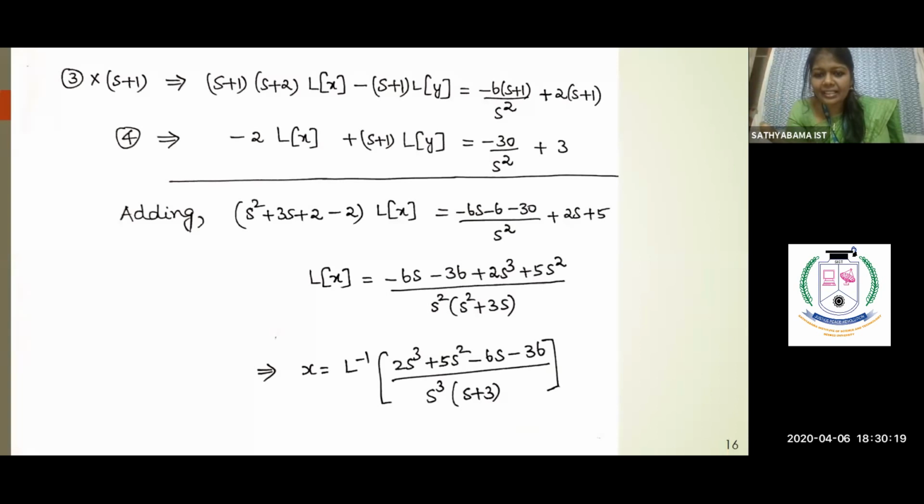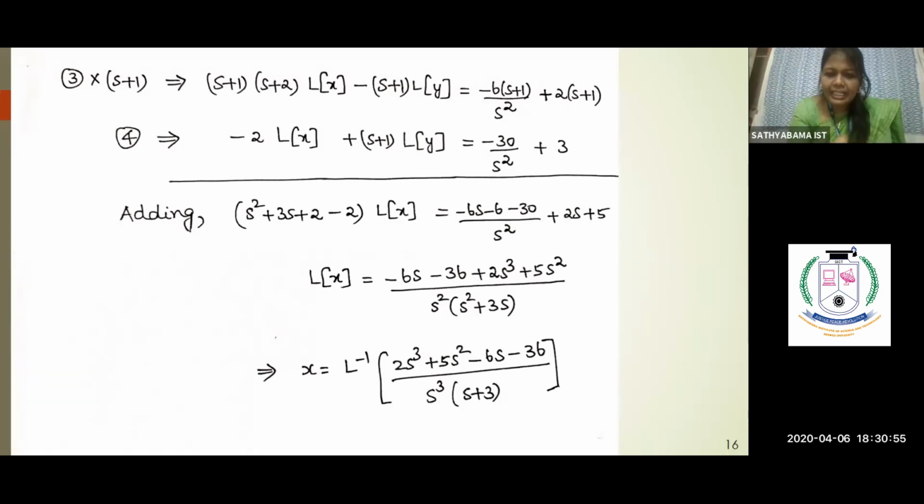Now look at the right hand side. On the right hand side, I've simply added the 2 equations. So what will I get? I'll get minus 6s minus 6 minus 30, the whole thing divided by s square. Because s square is common, I've simply added the numerators. And then what am I left with? Plus 2s plus 2 plus 3, which is 5. 2s plus 5. Okay. Remember, in step 4, what are you supposed to find? You're supposed to find L of x in step 4. So I'm going to have L of x on the left hand side and bring all the other terms to the right hand side. Okay. So that's my aim now.